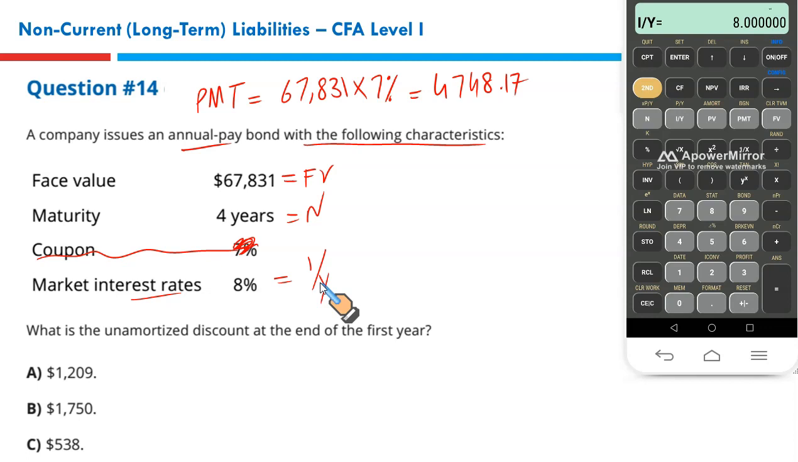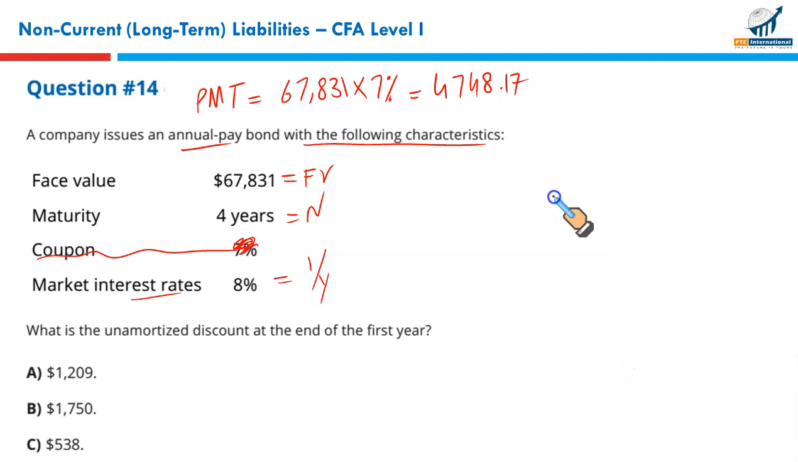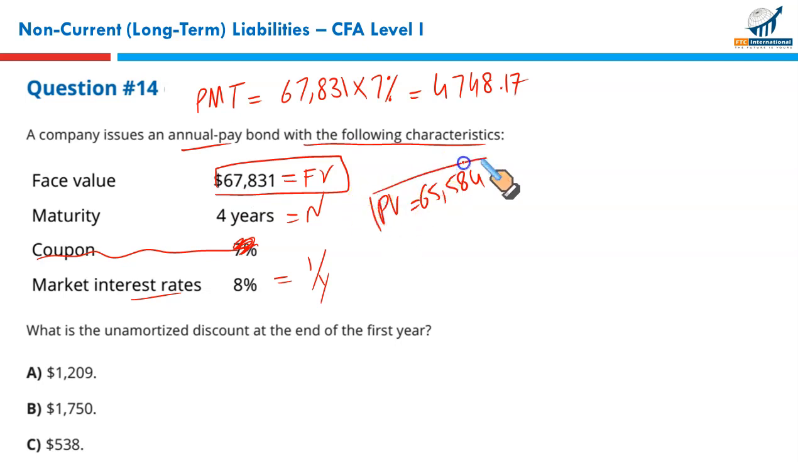Now, when I press CPT and present value, it will give me the present value of the bond at which we book the liability. It is 65584. Now, gentlemen, listen to me very, very carefully. This is the par of the bond, and this is what we received from people. The par value was 67,831. We received less, 65,584. Why?